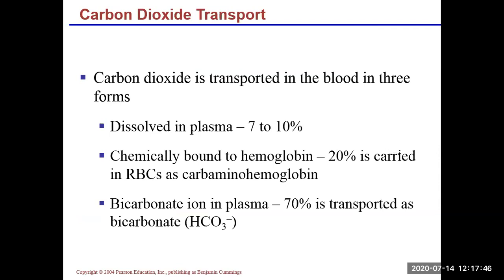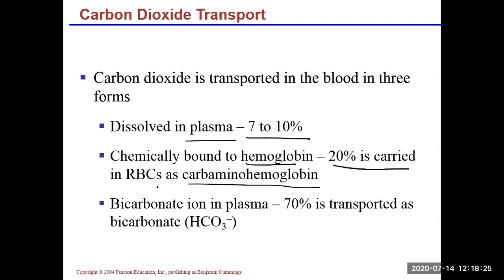All right. So 7 to 10% of the carbon dioxide is going to get dissolved in the plasma. The plasma is the watery area of our blood. 20% is carried by the hemoglobin, and we call it carbaminohemoglobin. Whenever the carbon dioxide is attached to the hemoglobin, it's called carbaminohemoglobin. Whenever oxygen is attached to the hemoglobin, we call it oxyhemoglobin. Whenever the oxygen is out and unloaded, and the hemoglobin is by itself, we call it deoxyhemoglobin.